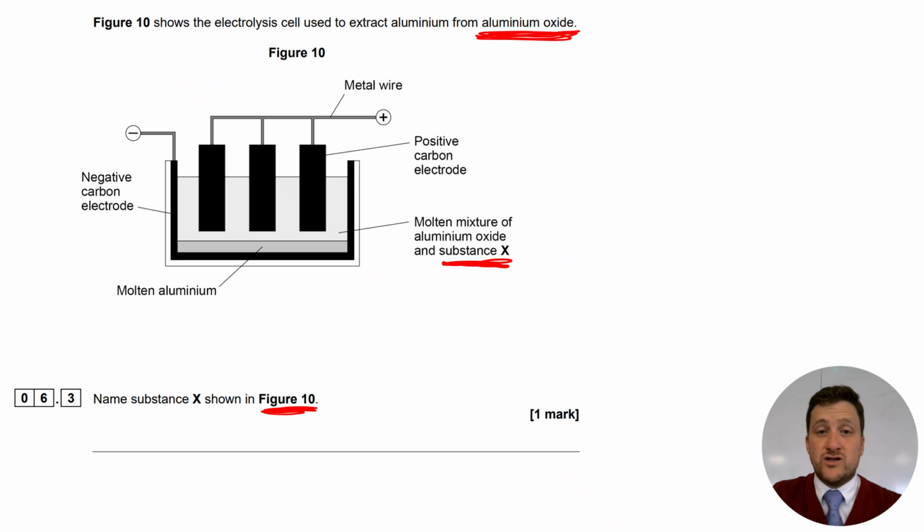Okay, now we're using aluminium oxide, which is our molten mixture, but one thing you need to know is the extra substance is cryolite, and you need to know that from a melting point of view and an economical point of view as well.